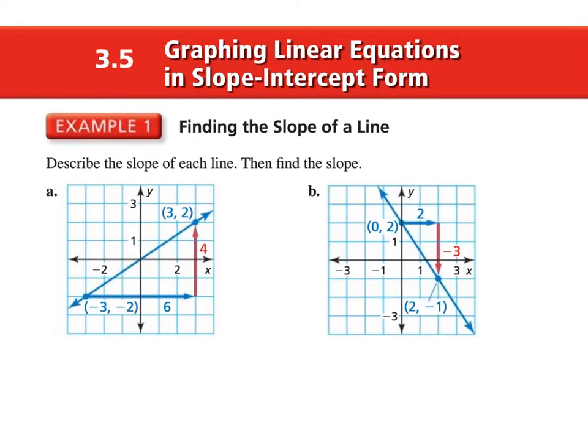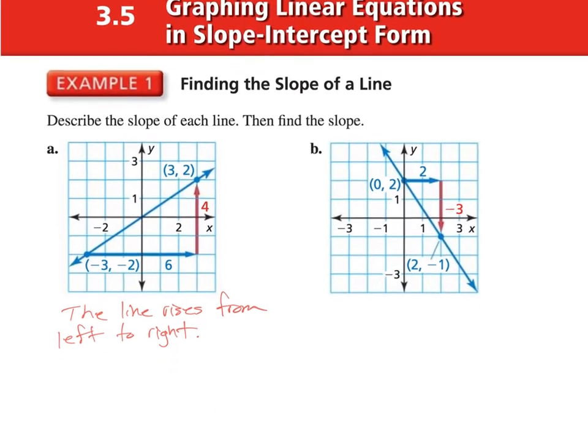Well, it's going upward from left to right. So just state that: the line rises from left to right. That's all you have to say. And now find the slope. So what's happening here?